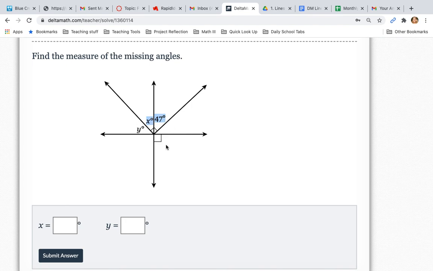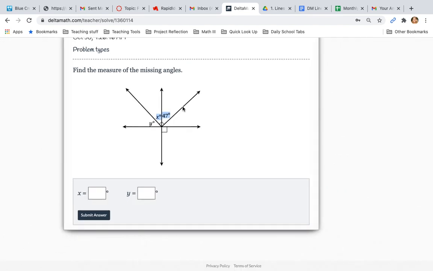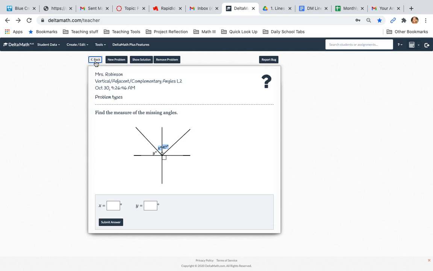And if I want to find this angle here for x, what do I notice about these angles? They add up to 90. So I'm going to see if y'all can figure that one out. That's a good problem there.